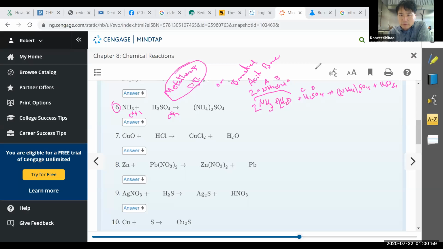Now, what's the driving force for this? The driving force for this is going from a stronger acid, sulfuric acid, to water, which is a weaker acid. And so in this case, stronger acid to weaker acid. Water is not always the weaker acid, but in a lot of acid-base reactions it is. And so this is the driving force for this particular reaction.